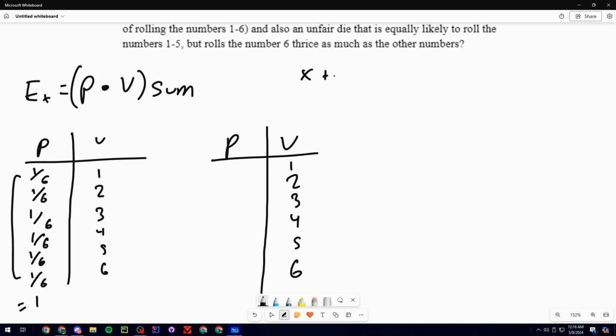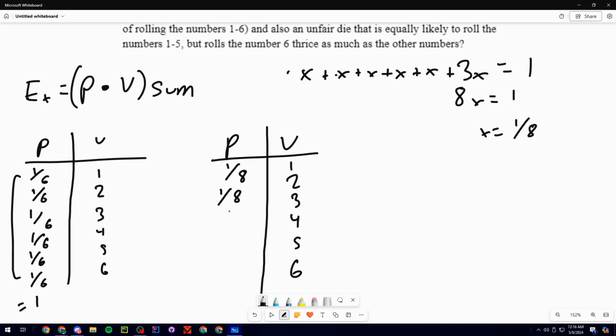So you have X plus X plus X plus X for your 5 numbers, but then 3X, that's your probability for getting 6. That's just equal to 1. So how many X's do I have? 1, 2, 3, 4, 5, plus 3. So you just have 8X equal to 1. So X is equal to 1 over 8. Now we have 1 over 8, 1 over 8, 1 over 8, and then 6 is just 3 over 8.